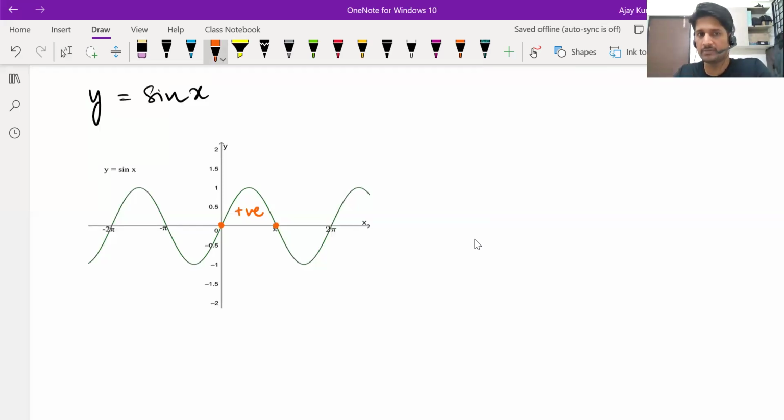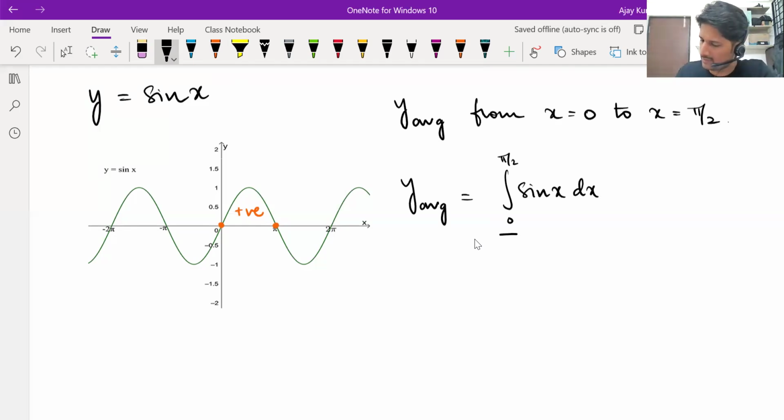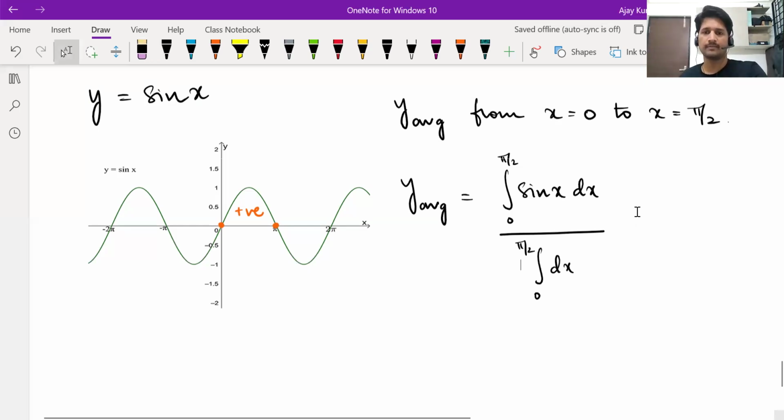Okay. We have a mathematical method now. We are going to use that. So we want average value of y from, these are the limits, x is equal to 0 to the upper limit is x is equal to pi by 2. And how are you going to do it? Y average is equal to integral y dx, that is sin x dx, limit 0 to pi by 2, divided by the interval itself, or integral dx. There also the limits will be from 0 to pi by 2. Do this both of you. I'll give you 2 minutes.